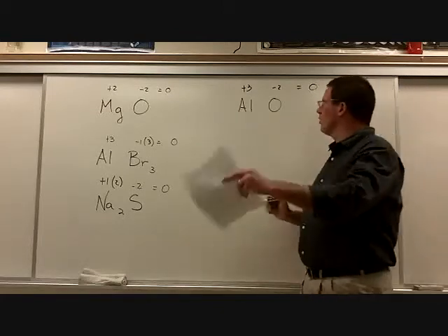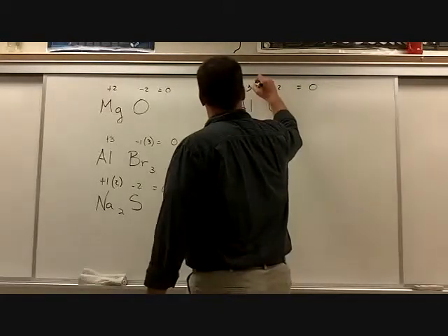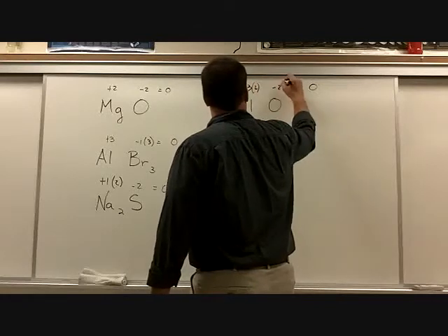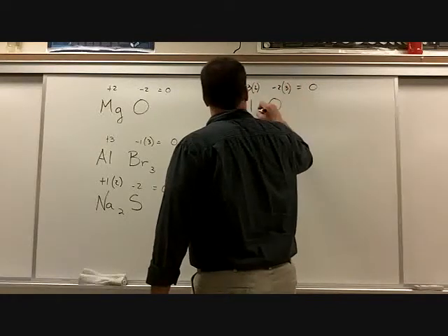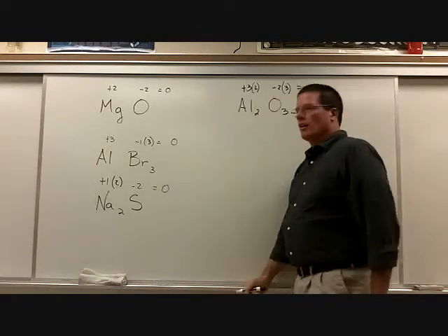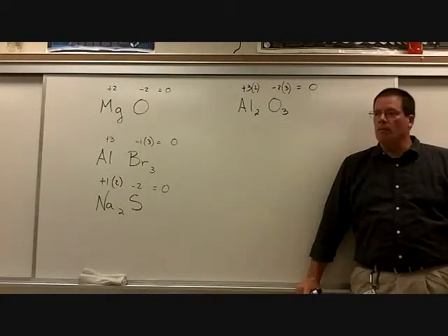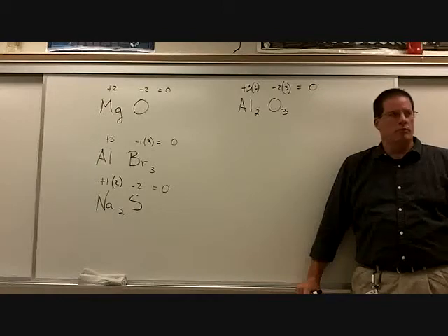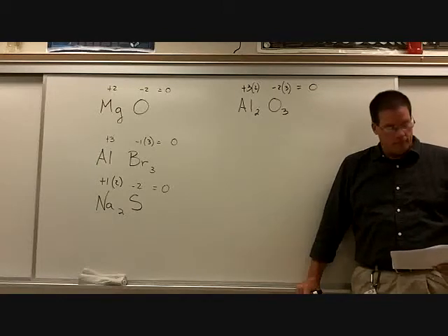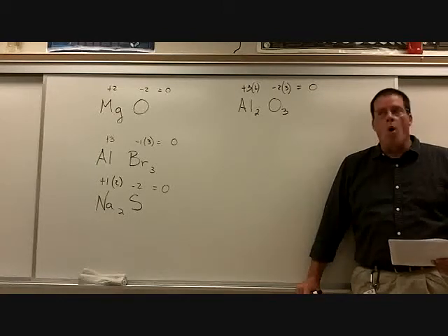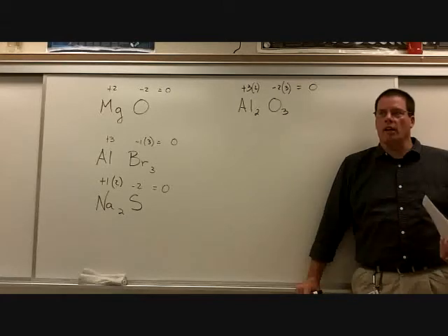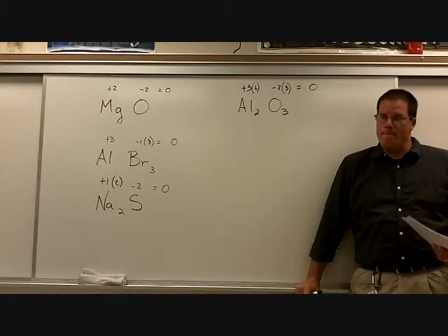Good. I like all of these answers. So we need to multiply the 3 by 2 and the 2 by 3. So in some cases, we may have to do both of them. What's the name of this compound? Aluminum oxide. Very nice. So you put the metal first. Always. The more metallic element is listed first.